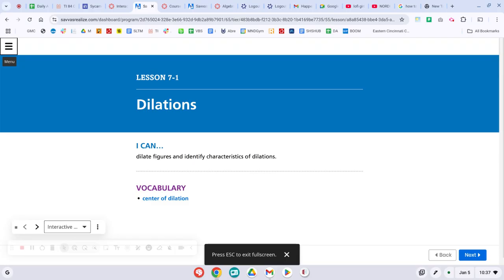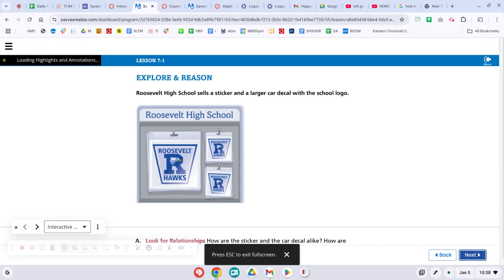Where have you heard that word dilation before? Where do you get dilated in your body? Eye doctor. Yes, your pupils. Or during birth, you get dilated. What that means is that the shape of your eye isn't changing, but the size of your pupils is changing. Does that make sense? Okay, this is very vocabulary built.